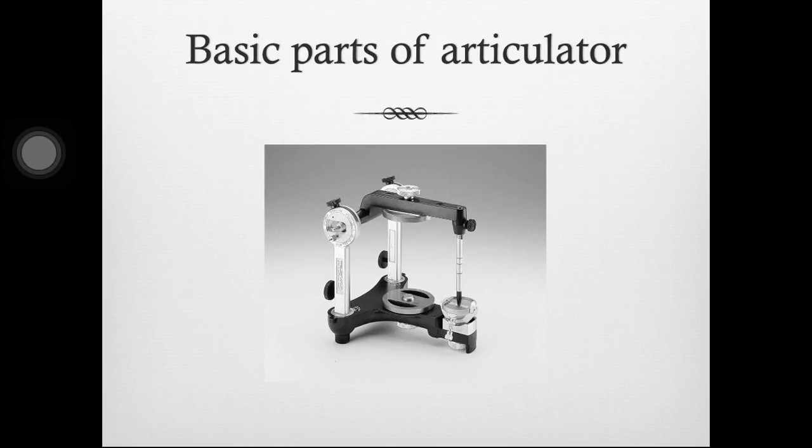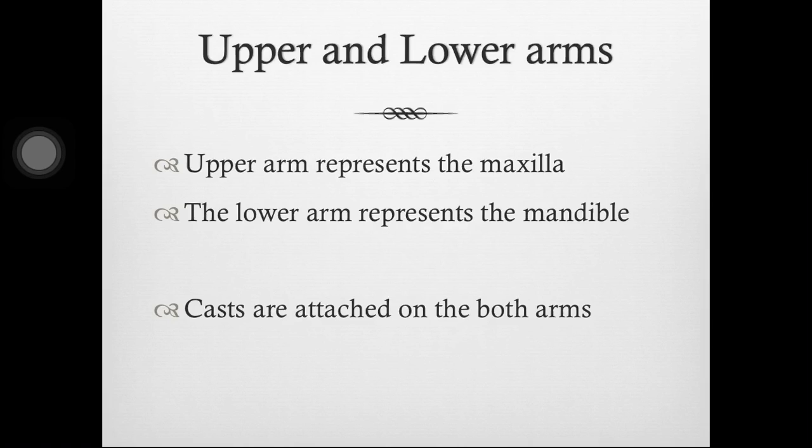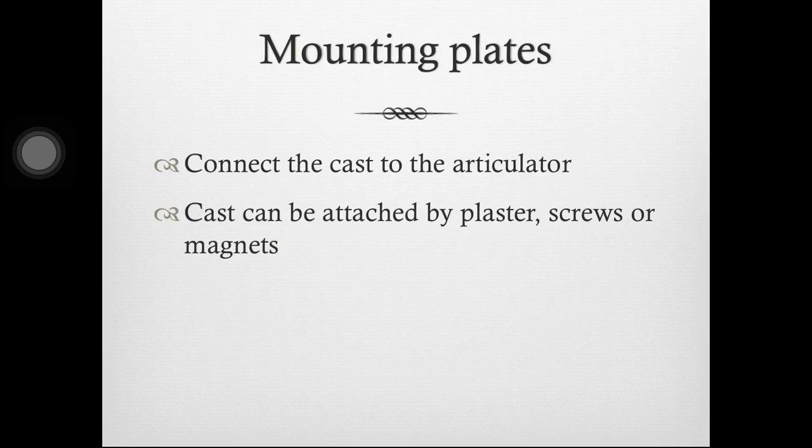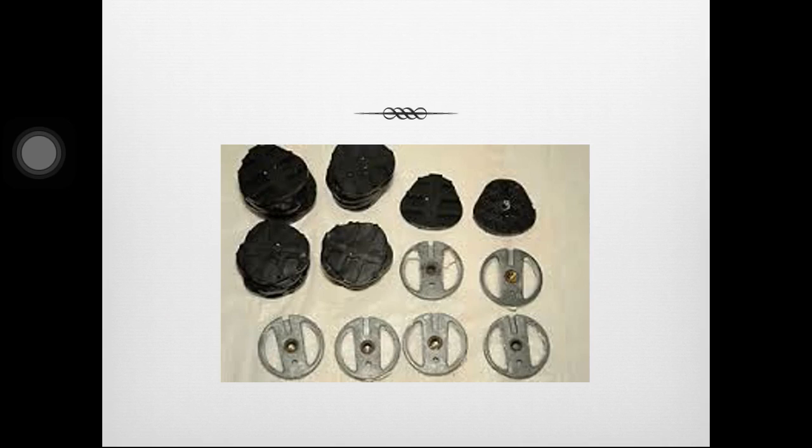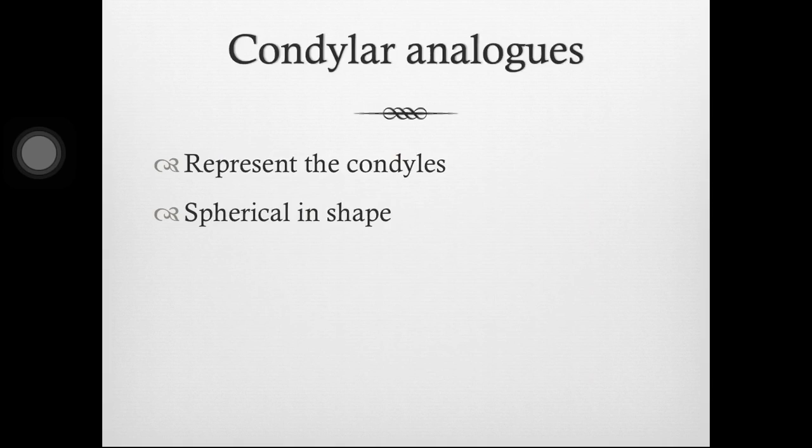Basic parts that are common to all articulators include the upper arm that represents the maxilla, the lower arm that represents the mandible, and the casts are attached on both arms, and also mounting plates that connect the cast to the articulator. Casts can be attached by plaster, screws, or magnets. These are some of the types of connecting plates. They can be attached either with the help of plaster or with the help of a magnet as well. Condylar analogs or condylar guidance is basically replication of the patient's TMJ apparatus.